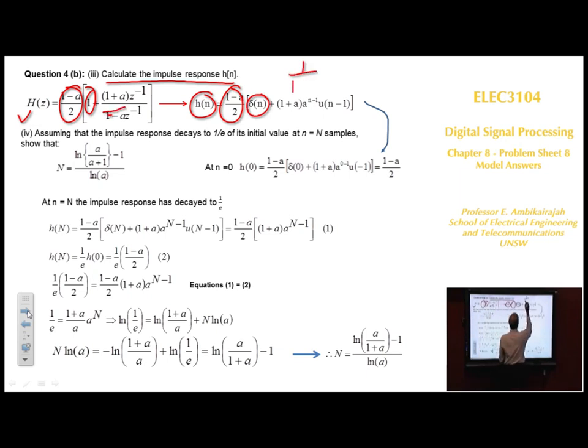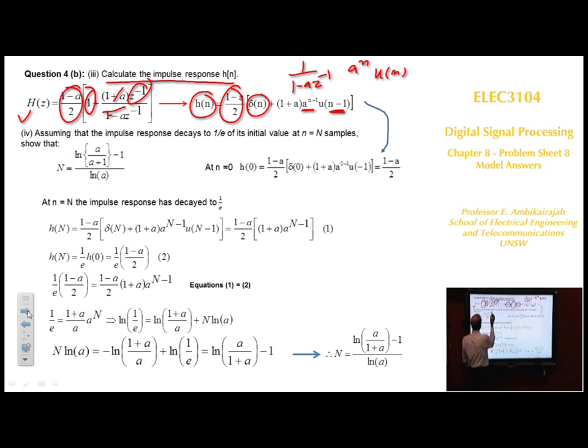If you have 1 over 1 minus a z to the minus 1, that will be a to the n. Now because you've got a delay there, it will become 1 plus a, that's the coefficient, times a to the n minus 1, and then this is u[n]. Because of the delay, it's u[n minus 1]. So that's your inverse transform.